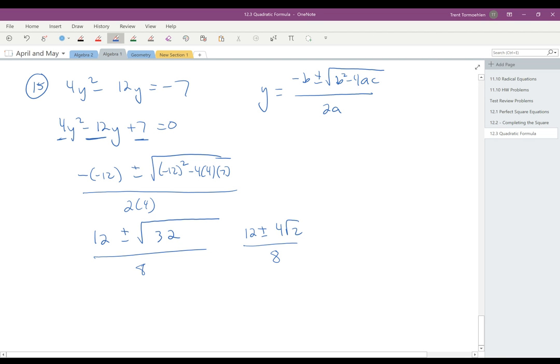We need to simplify this, and we recognize that all three of these have a 4 in them, so I can divide through by 4 on all that, and that gives me 3 plus or minus root 2 all over 2, right? 4 goes into 12 3 times, 4 goes into 4 1 time, and 4 goes into 8 2 times. So 3 plus or minus the square root of 2 all over 2 is the correct answer for that one.